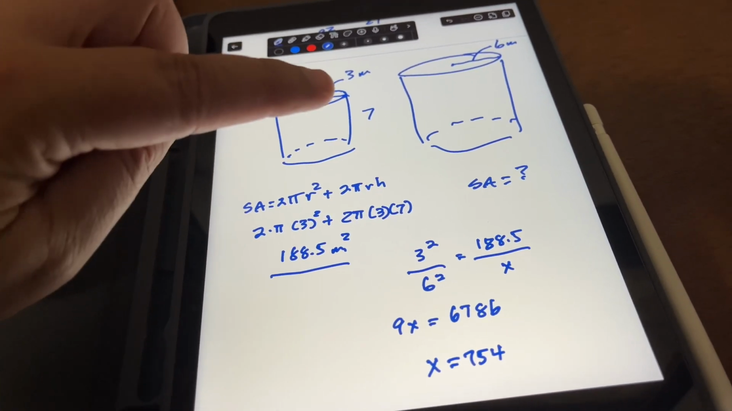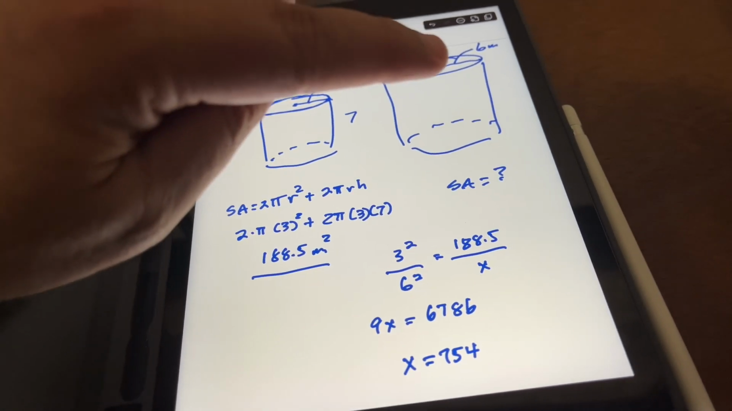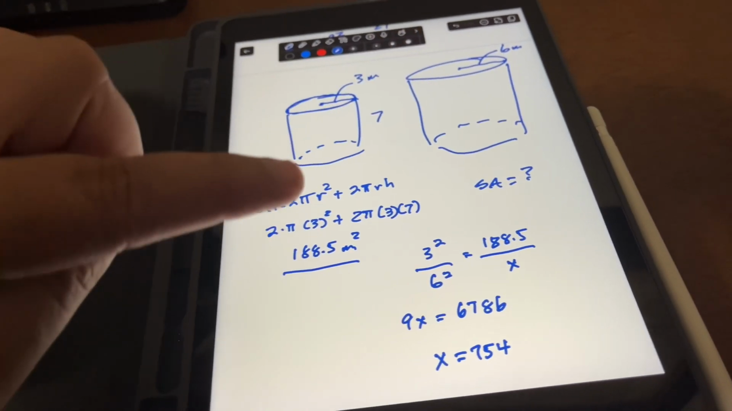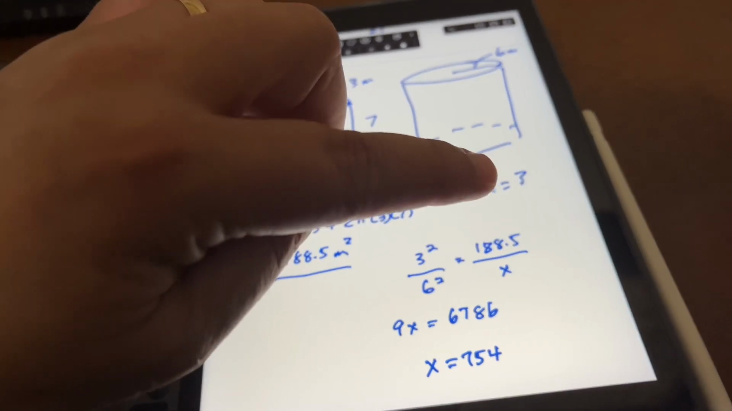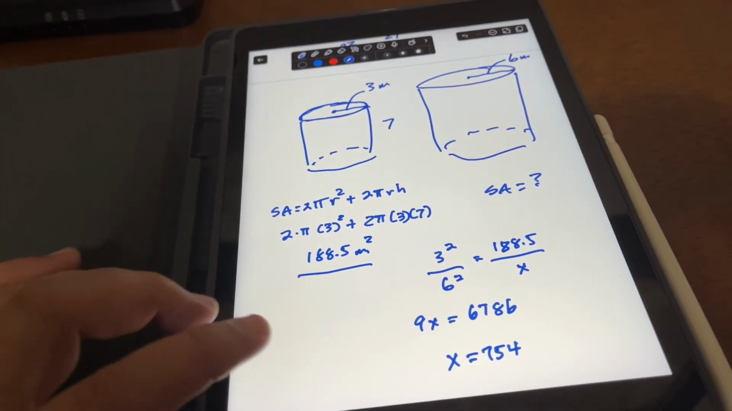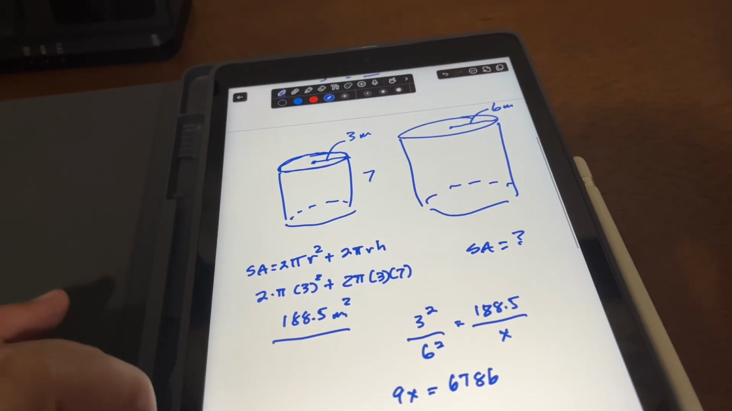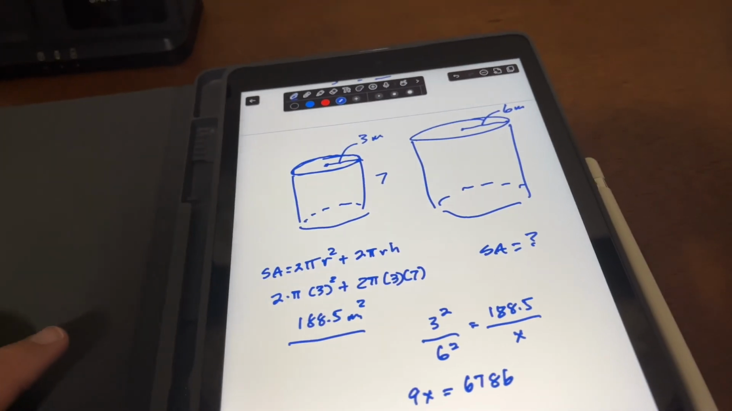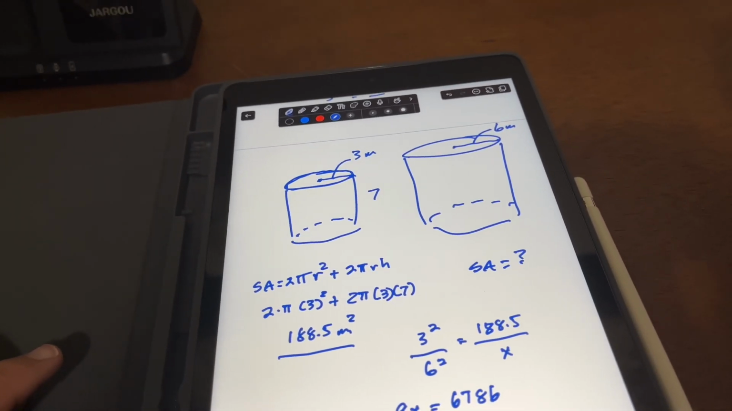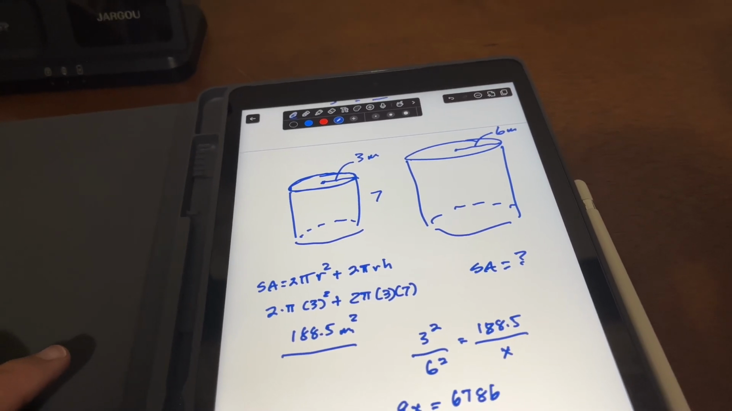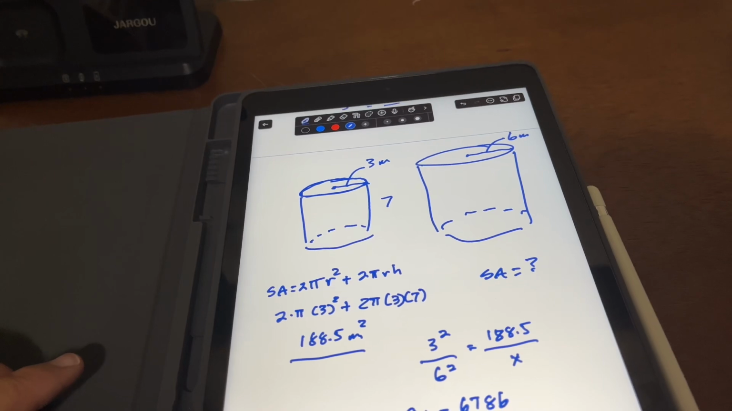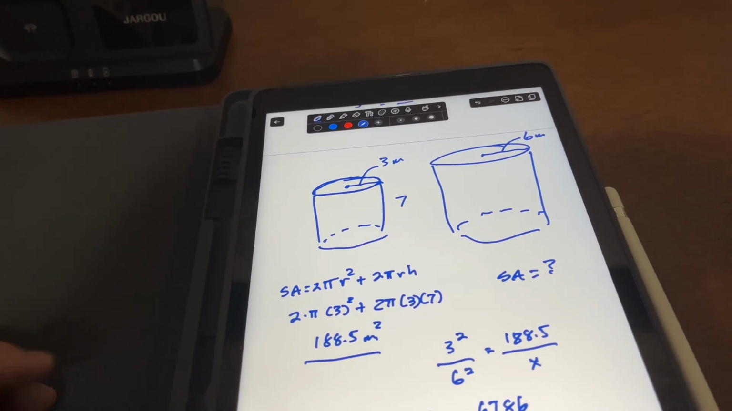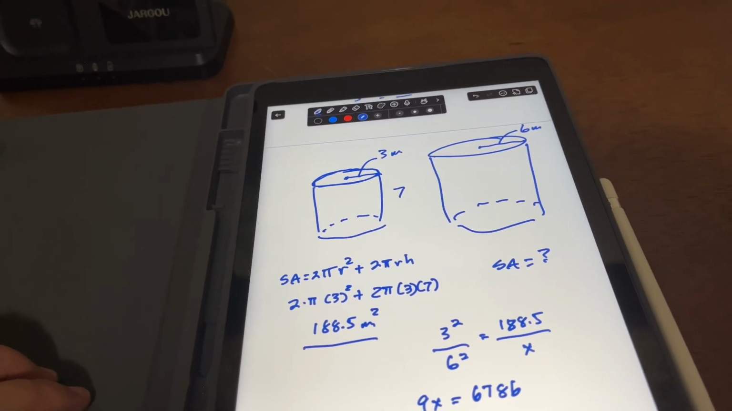So one measurement squared compared to the other measurement squared equals the surface area of this figure divided by the surface area of that figure. I was able to figure out what X was, even though I didn't have all the information here. So that's the benefit of this concept. Hopefully this makes sense to you. It means that we can solve all kinds of area problems using this proportionality.